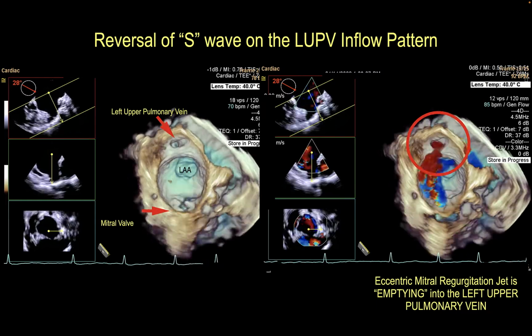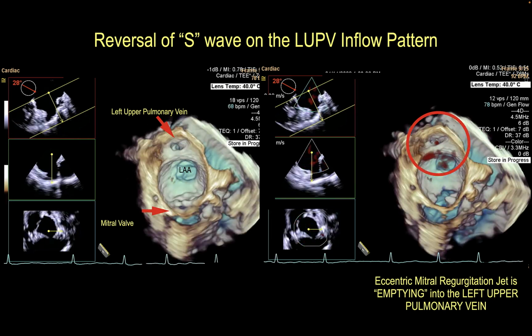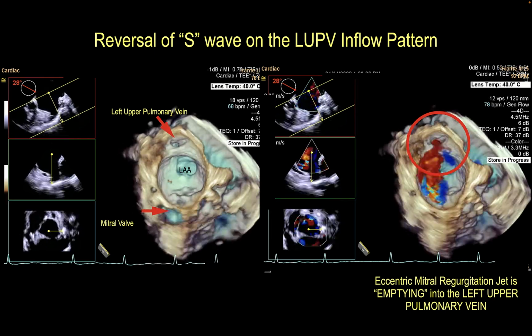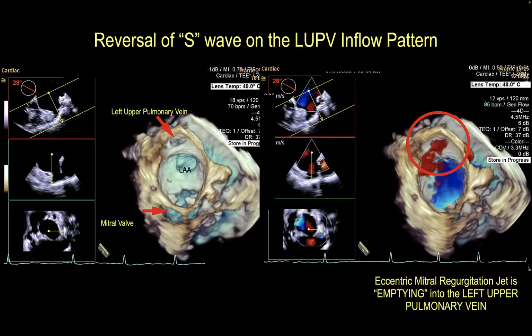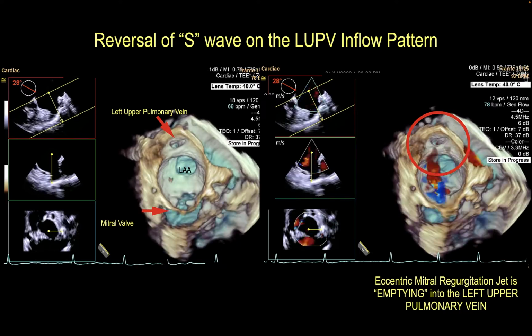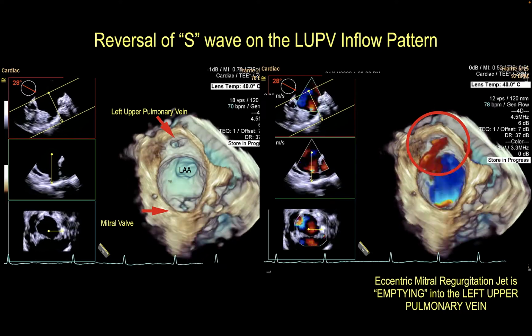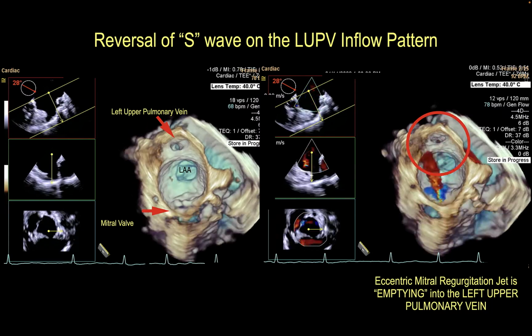So therefore, if you look at this deciphered and labeled video graphic, you can see this is the mitral valve, left atrial appendage, left upper pulmonary vein. An eccentric mitral regurgitation jet is emptying into the left upper pulmonary vein. So whatever will be happening in the left upper pulmonary vein will be during the systolic phase of the cardiac cycle.